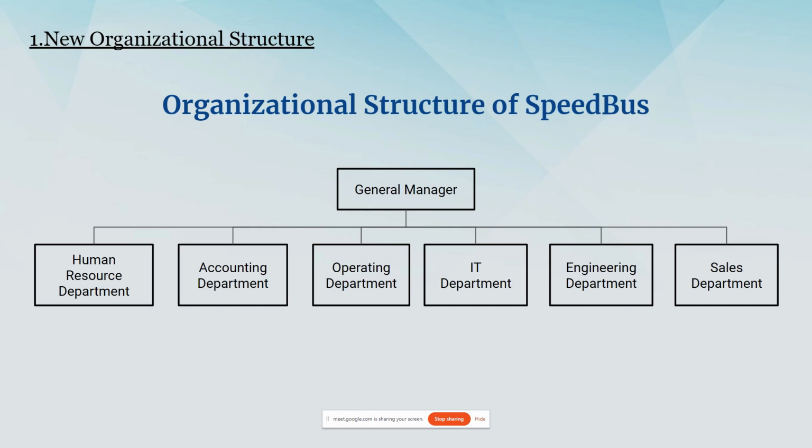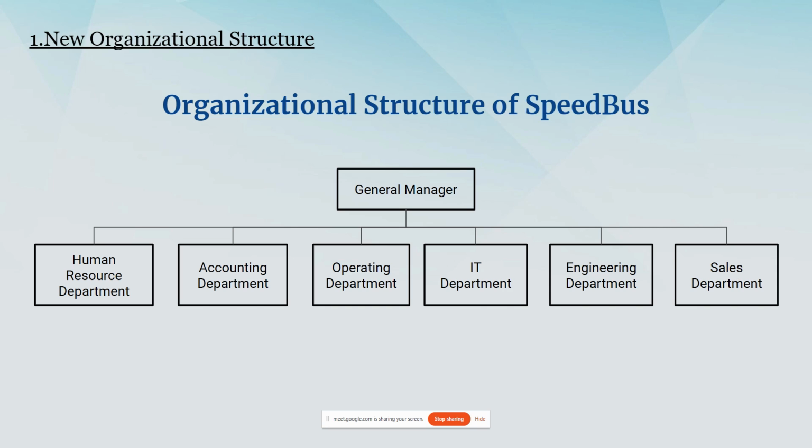So as you can see here, the very top is the general manager, and he manages 6 major departments, which is human resource department, accounting department, and third operating department, IT department, engineering department, and lastly, sales department.